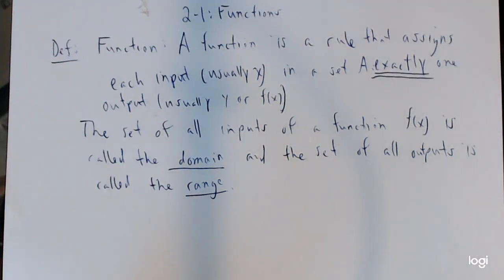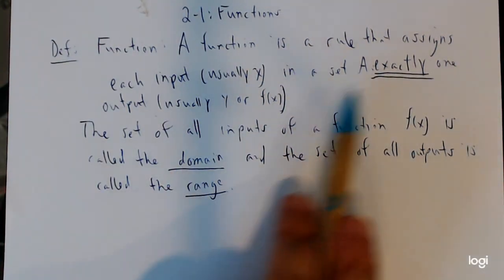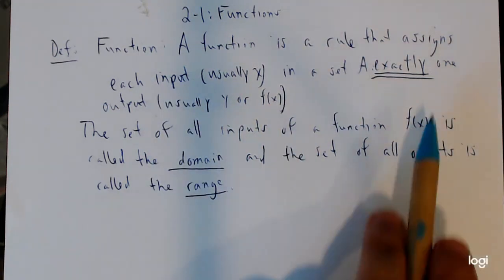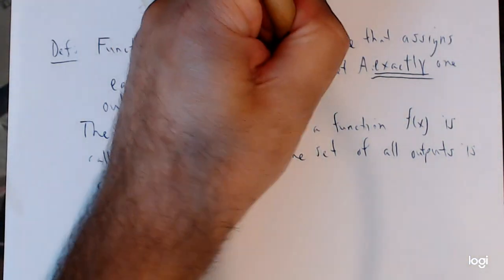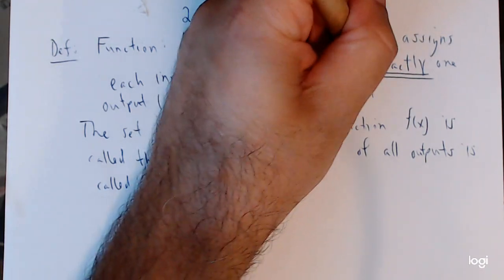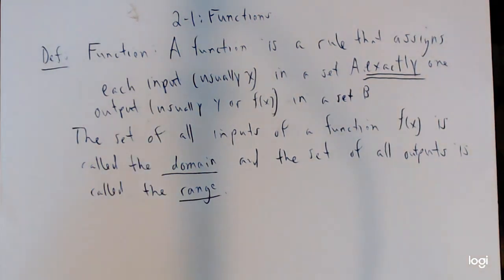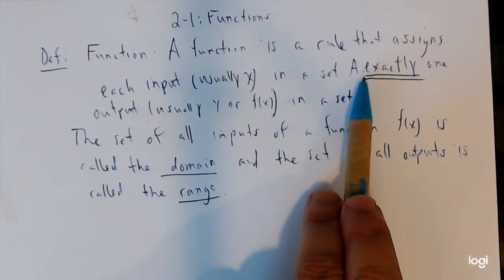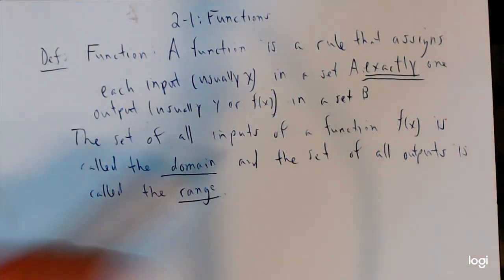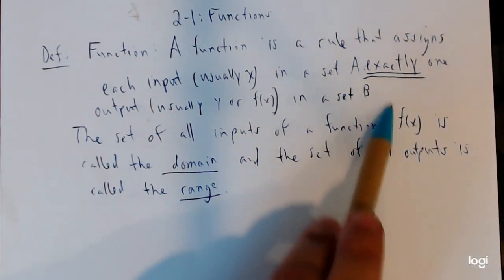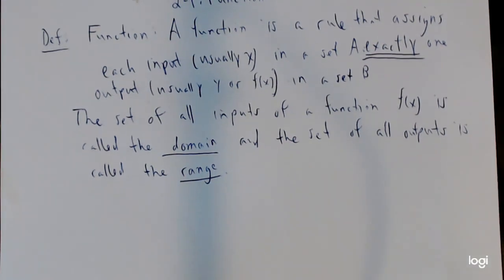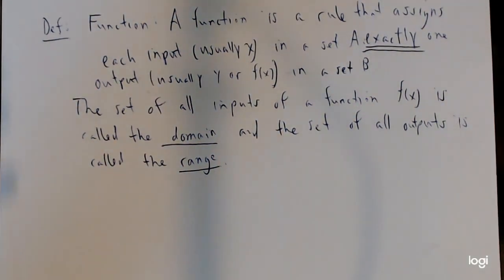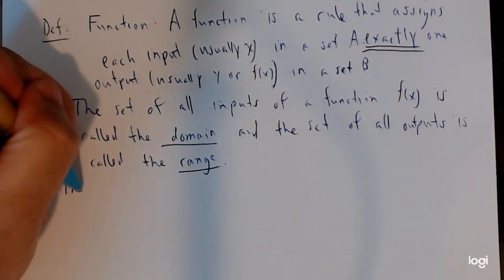Okay, so one other comment, I actually forgot to put something over here in the definition. Exactly one output in a set B, because our output is also a set of values. So to stay consistent with set A as my inputs, then the set B will be the outputs. It's just a list of numbers, right? When we say a set, it's a list of numbers.